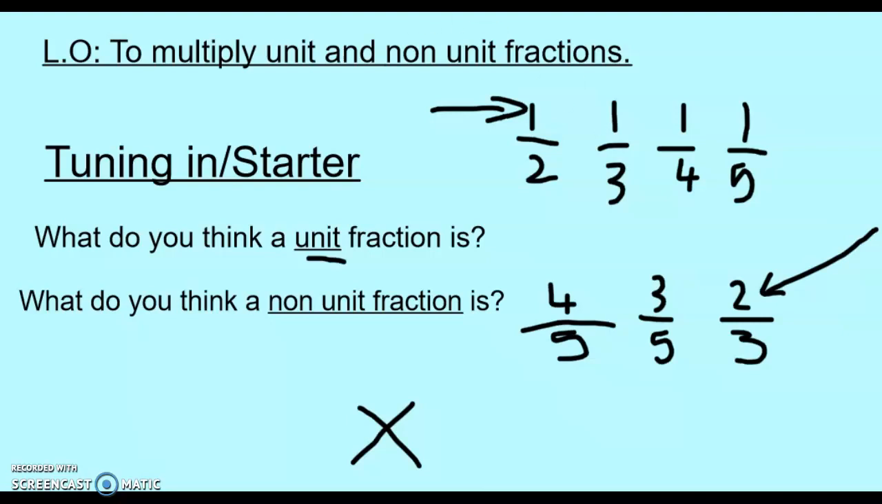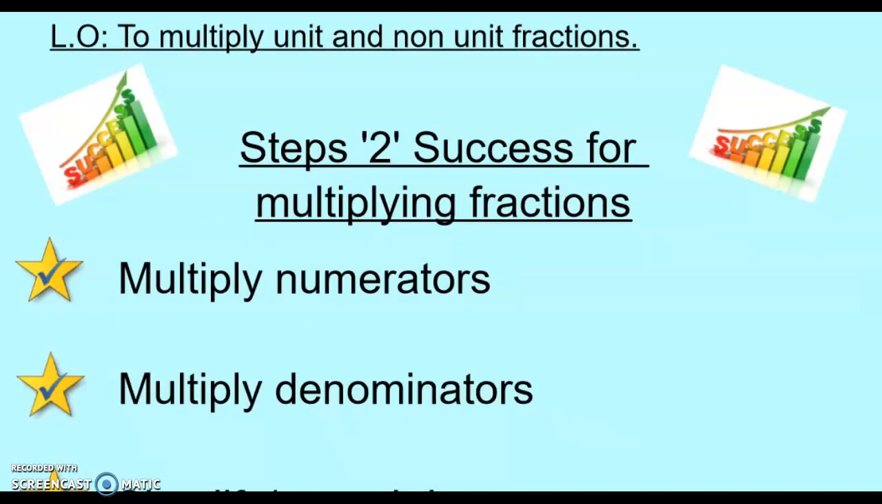So let's look at our steps to success today. The first thing we need to focus on to be successful is, when we have two fractions in a multiplication sum, so 1/2 multiplied by 1/3, the first thing you need to do is multiply the numerators. Now we know the numerator is the top number. So in this, you would do 1 times 1. 1 lot of 1 is 1. Okay, so that means the numerator would stay as 1.